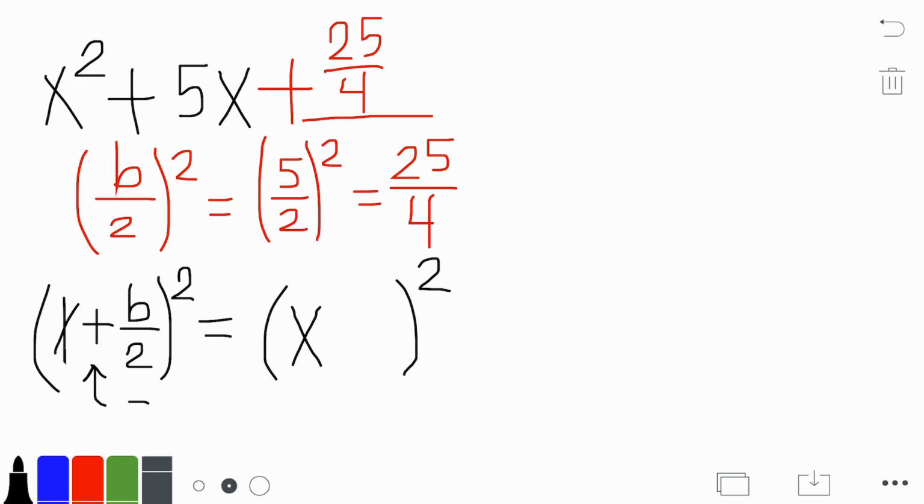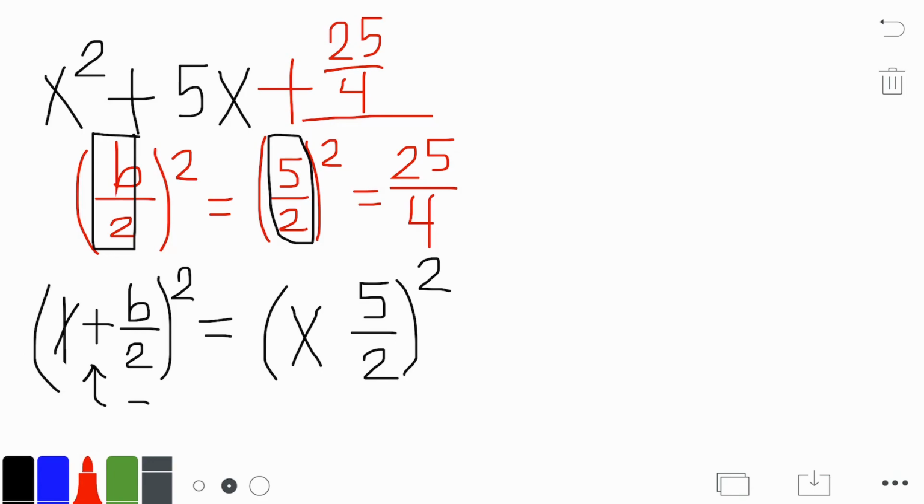Going back to our solution on top, your b over 2 is right here. We're going to look for that value, and that is simply 5 over 2. So the question remains, is it a plus or a minus operation in between? Whatever the b over 2 sign takes is what you will put in the middle. So yes, in fact, it is a plus 5 over 2.